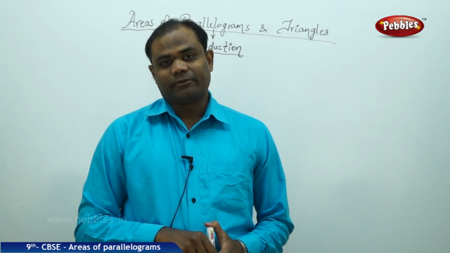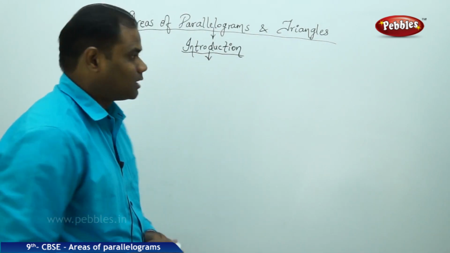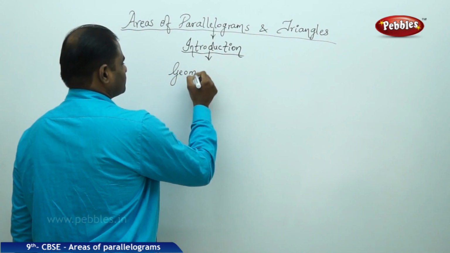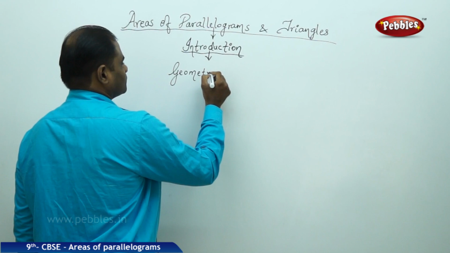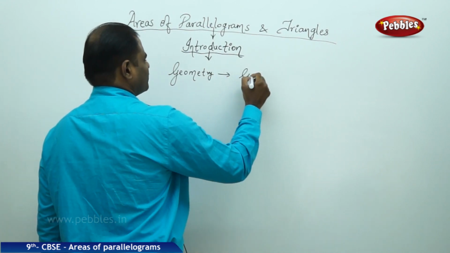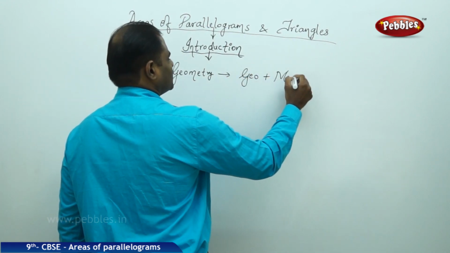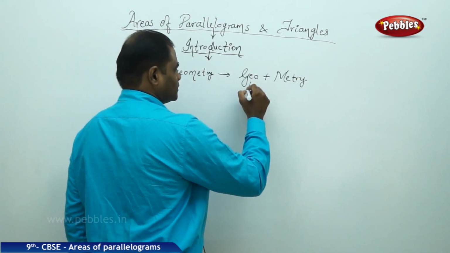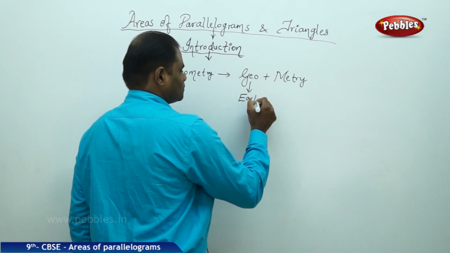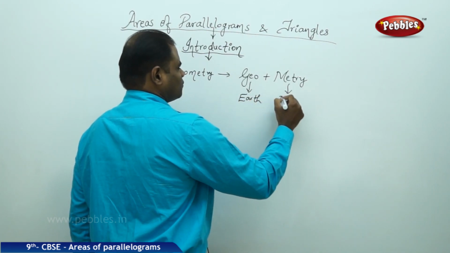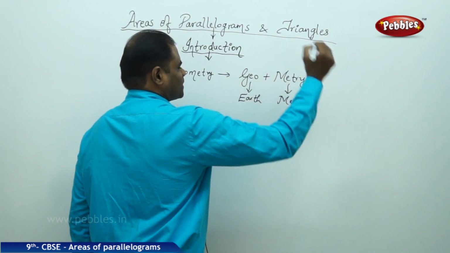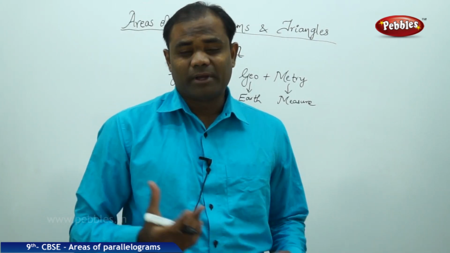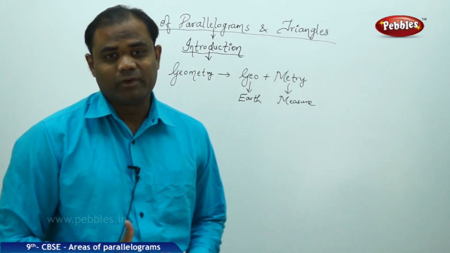Let's recap with geometry. We have previously come across the concept of geometry, which was referred to as geo plus metry. That is, geo stands for earth and metry stands for measure. So measure of earth, or measure of the agricultural fields, or measure of the land, is what geometry has originated from.